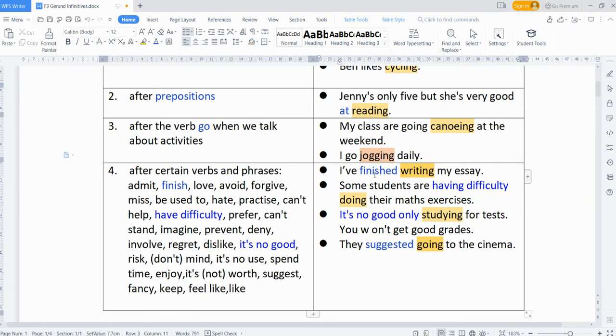For example, I have finished writing my essay. Some students are having difficulty doing their maths exercises. It's no good only studying for tests. They suggested going to the cinema. So the gerunds have been highlighted in orange.